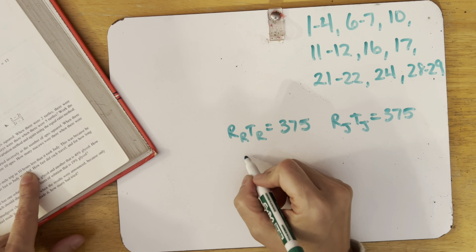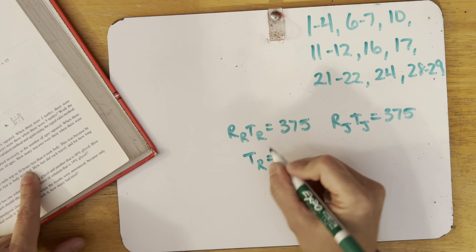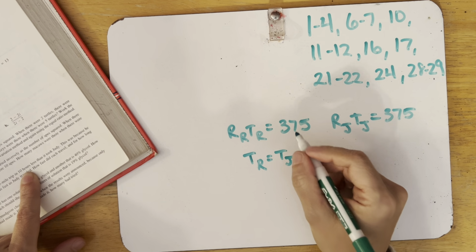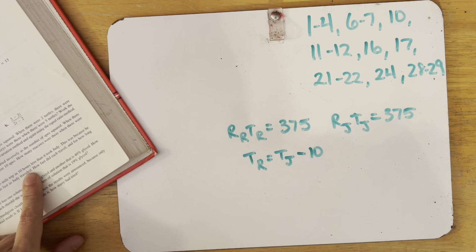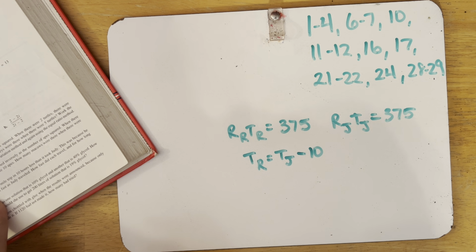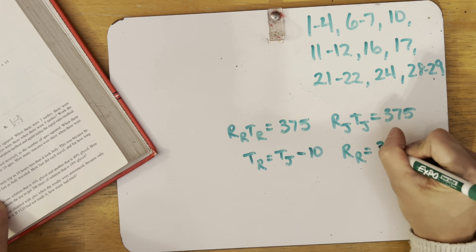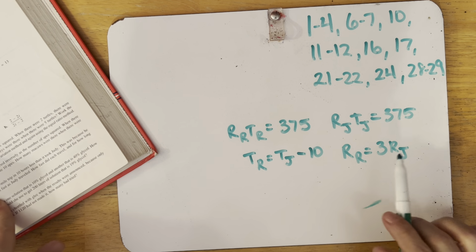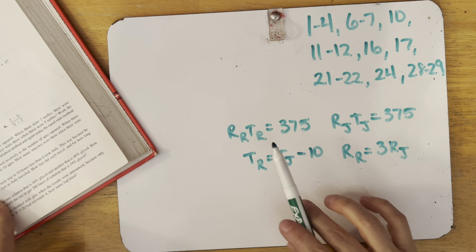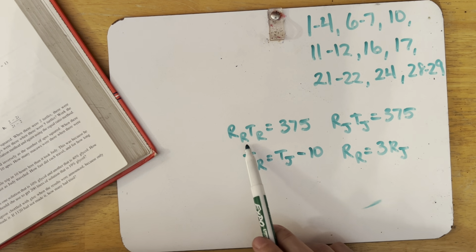Okay, then we have time. So the time of Roger equals the time of Judy minus 10, because he did it in 10 hours less. And then he traveled 3 times as fast. So the rate of Roger equals 3 times the rate of Judy. Okay, this is the problem where you need to plug things in. So I have TR and RR, so lots of substitutions to solve for all the things. TR and RR, which I would then plug into this.